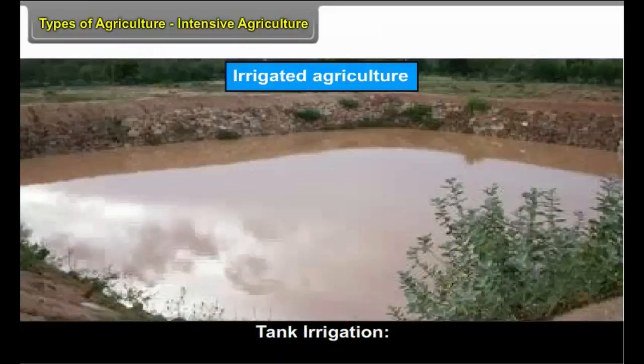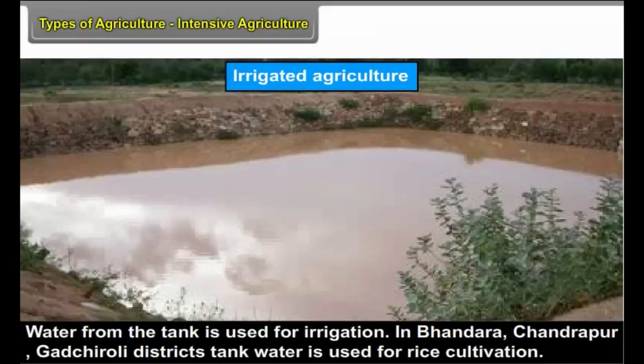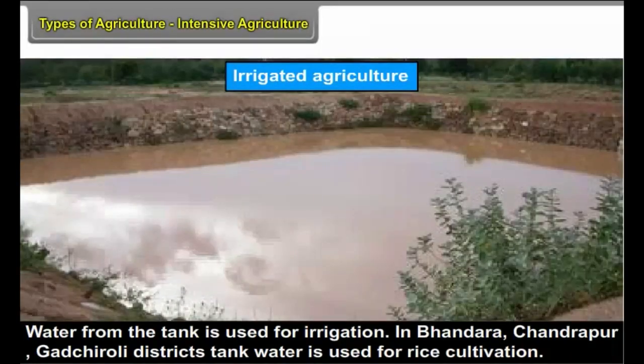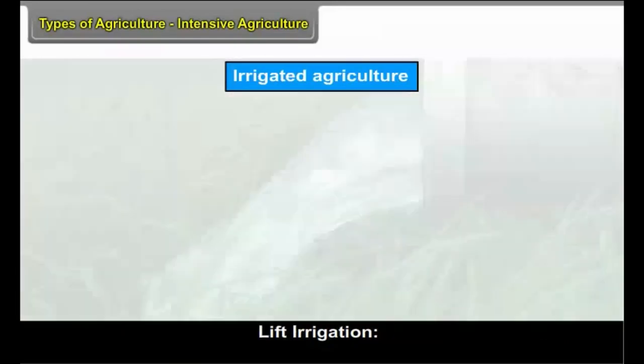Tank irrigation. Water from the tank is used for irrigation. In Bhandara, Chandrapur, Gadchiroli districts, tank water is used for rice cultivation.